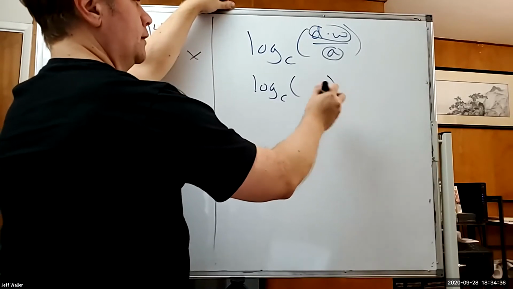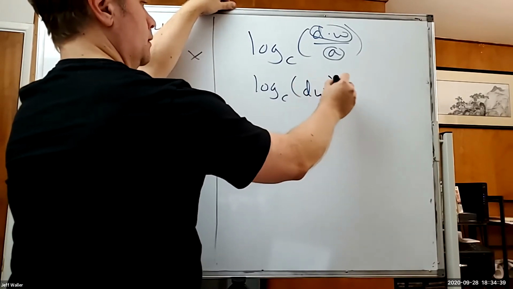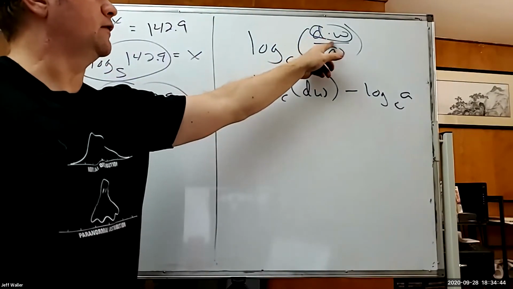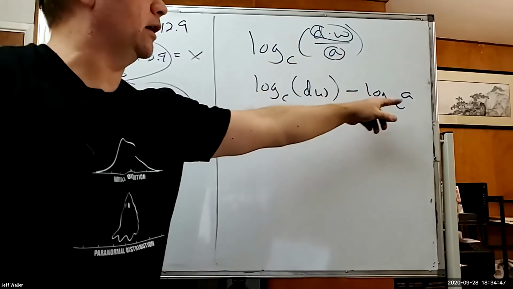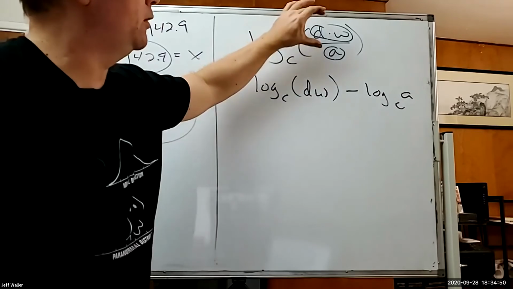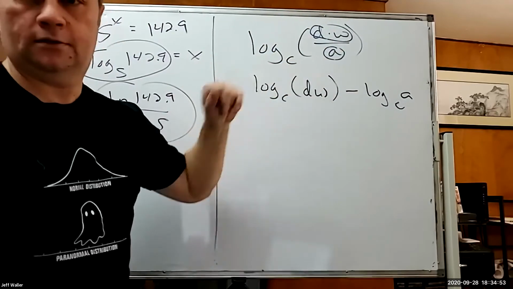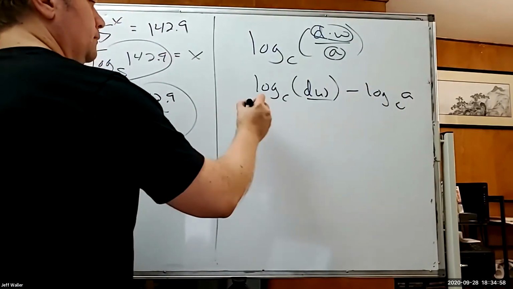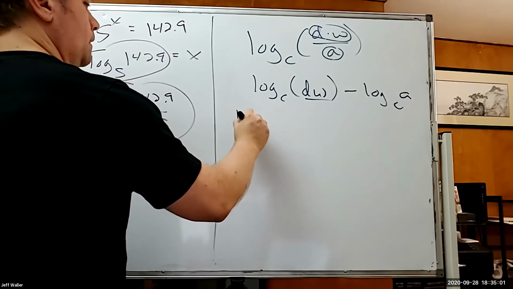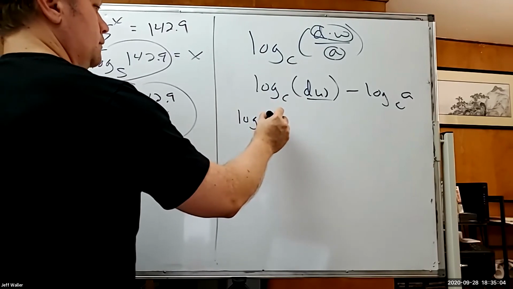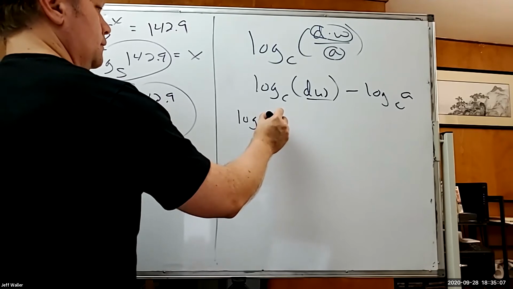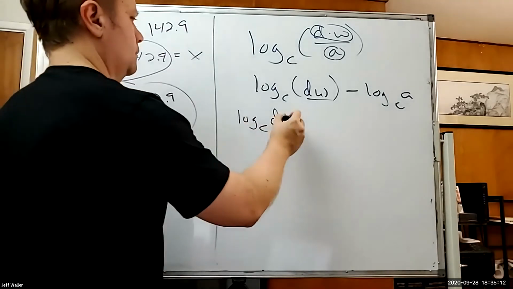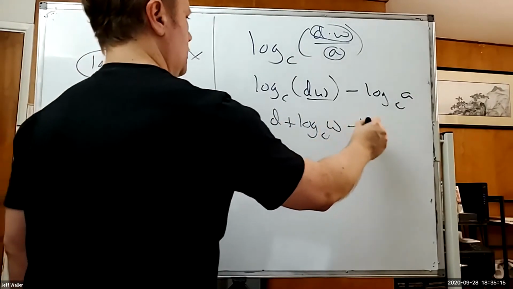It would be log_C of D times W minus log_C of A. Yes. Okay, so the first thing I can break it up across is this thing divided by that thing. So that becomes log of this thing minus log of that thing, because I subtract powers when I'm dividing things with like bases. All right, I like it. And then of course I can break these up: log_C of D plus log_C of W. Yeah, I like it. Cool.